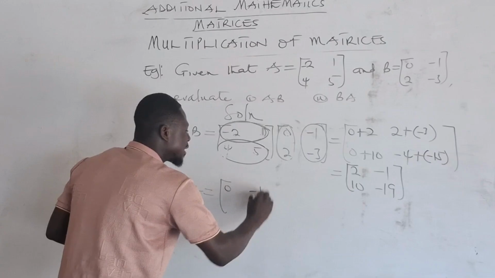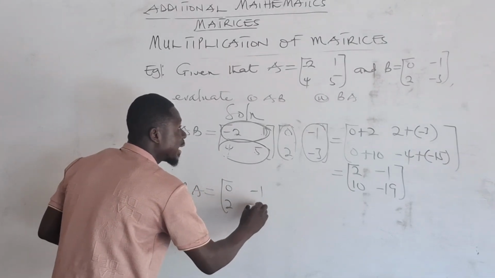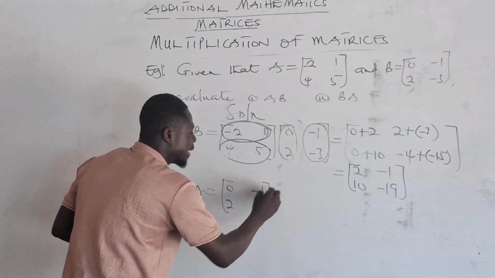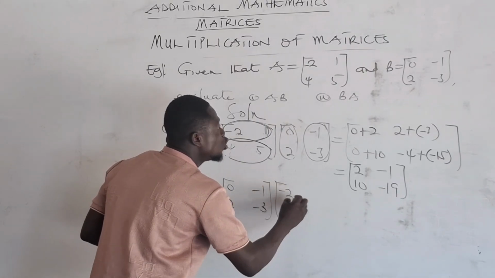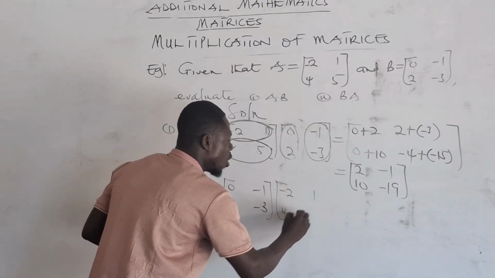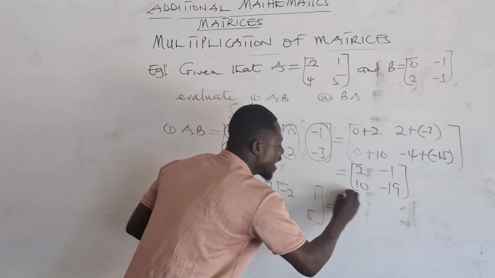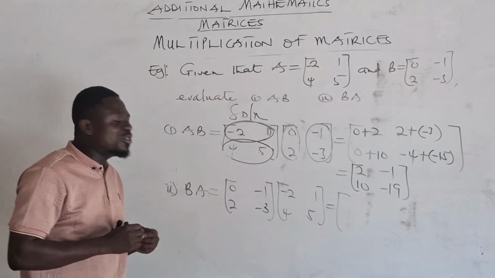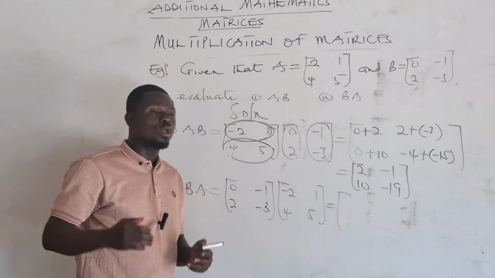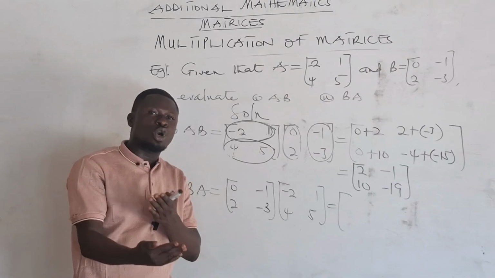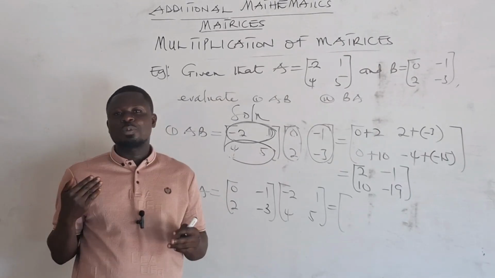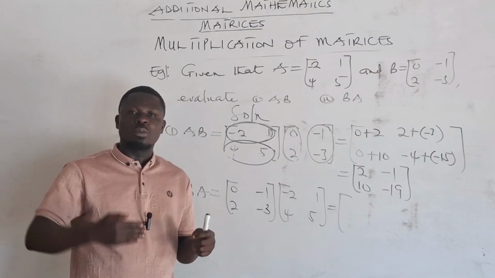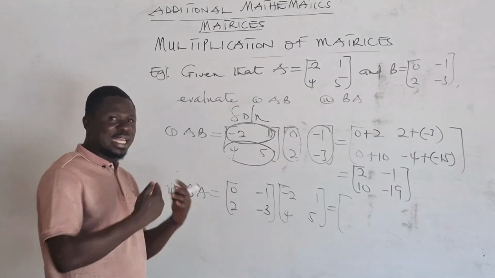0, -1, 2, -3. And then my A is -2, 1, 4, 5. So the same arrangement will be done. Identify the first row of the first matrix. You multiply it by the first column of the second matrix, then by the second column of the second matrix. So I'm saying it again.